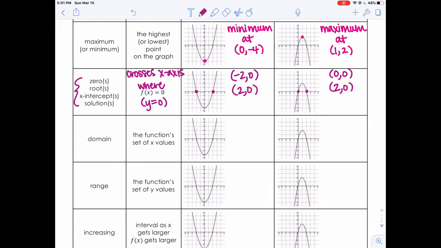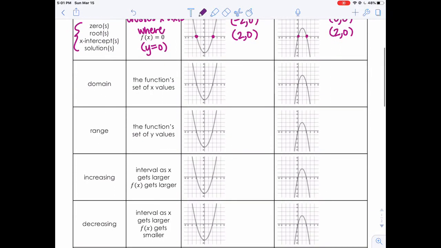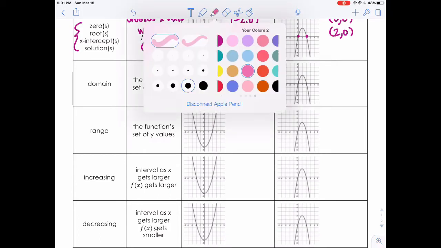Okie doke. Remember, these do have many names: zeros, roots, x-intercepts, as well as solutions. If we were to solve algebraically, we would get the solutions to the quadratic. Okay, let's take a look at another familiar word, domain. This is the set of the function's x values.